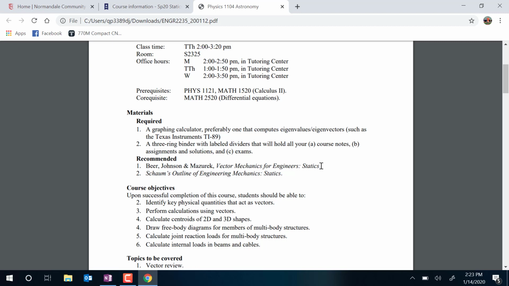But if you're going to transfer to the U, that might eventually be a good reference for the future. And you can get any edition, so you can save a ton of money.